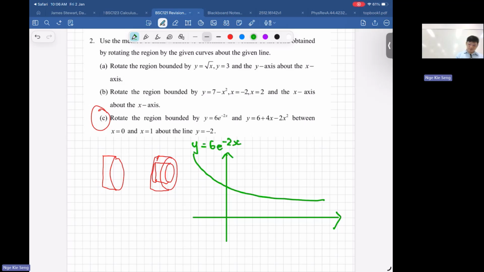And then how about 6 plus 4x minus 2x squared? Okay, so how does this function look? Well, we can try and rewrite this function. This is a quadratic, right? See if you can get the roots or not. So if I factorize this, we'll get minus 2 times x squared minus 2x plus 3.